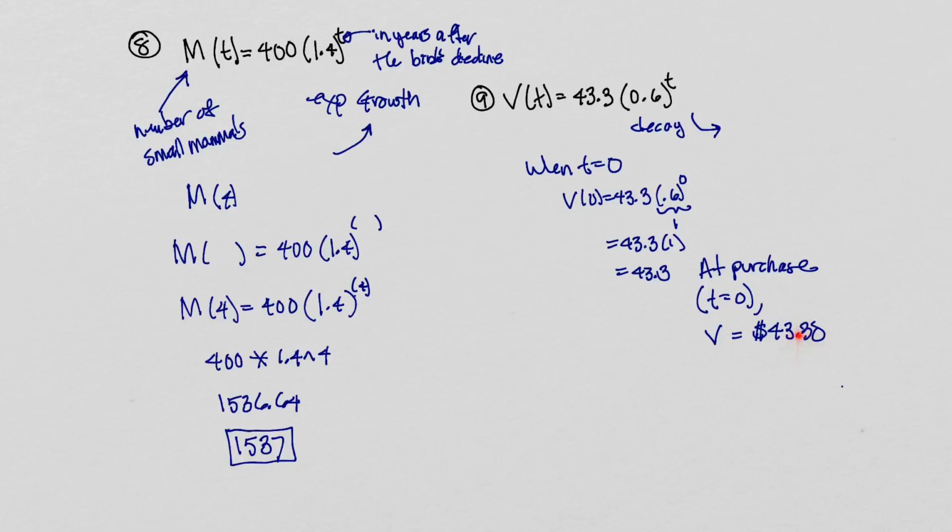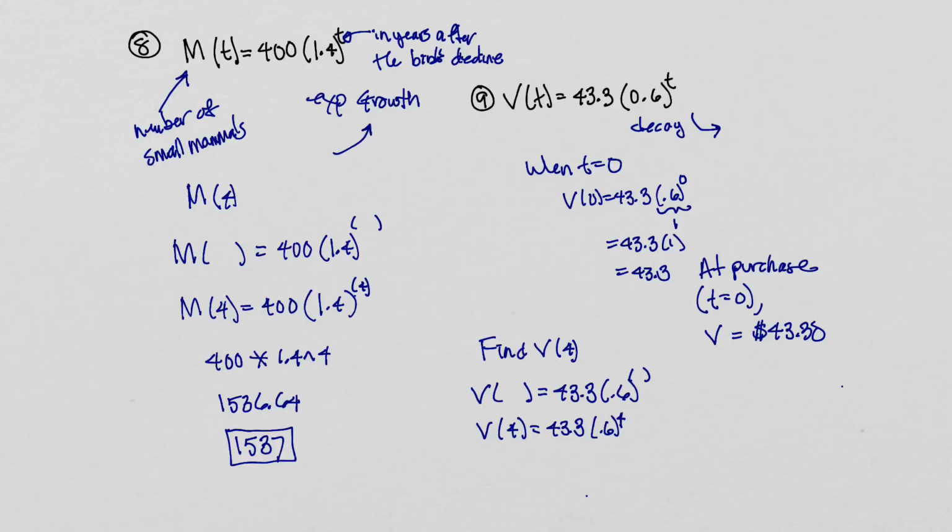what's the value after 4 years? So what we're looking for is this. We want to find the value of this machine in 4 years. So we'll go back to our function, and everywhere we see a t, we're going to write an open parentheses. So we will have v of something equals 43.3 times 0.6 to the something. And our something turns out to be 4. So v of 4 equals 43.3 times 0.6 to the 4.